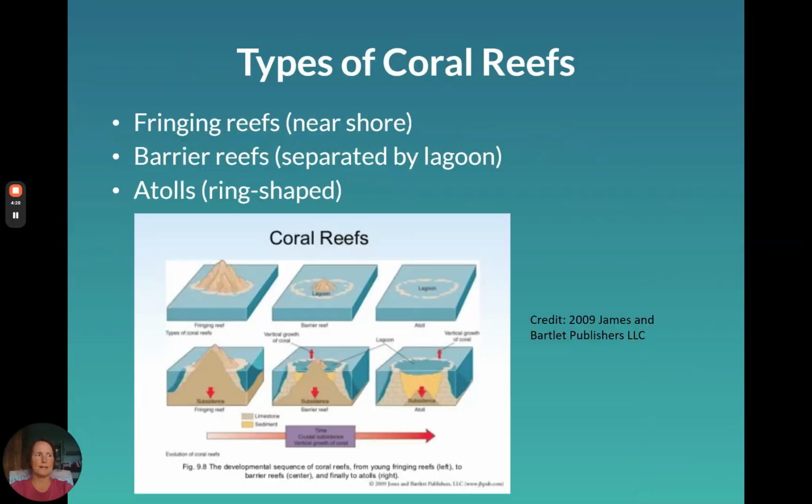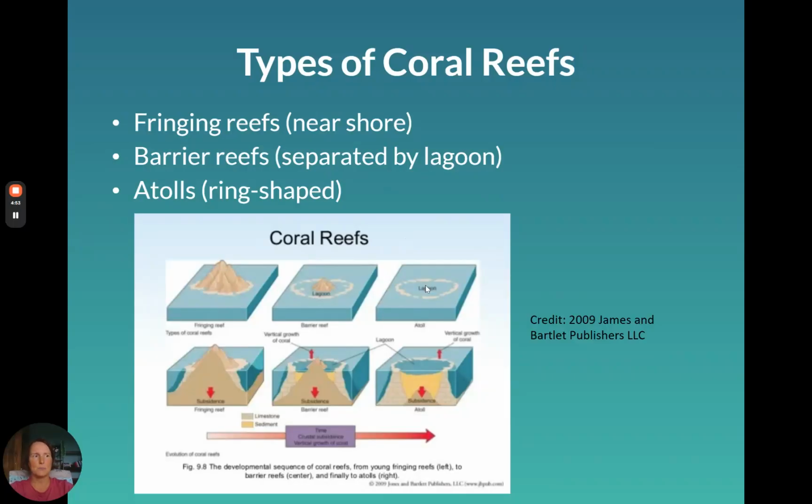There are 3 types of coral reefs. We have fringing reefs, that's the most common here in Hawaii, and those are the ones that are directly attached to the shoreline. We have barrier reefs that are separated by, you can see here, like a lagoon or a body of water between the reef and the land. And then we have atolls that essentially don't have land.